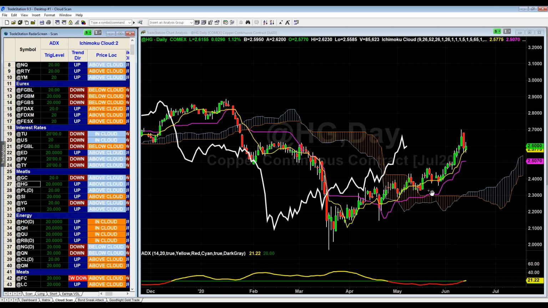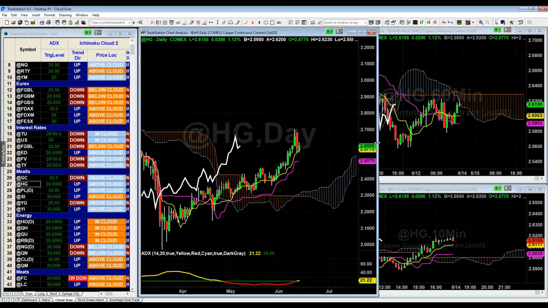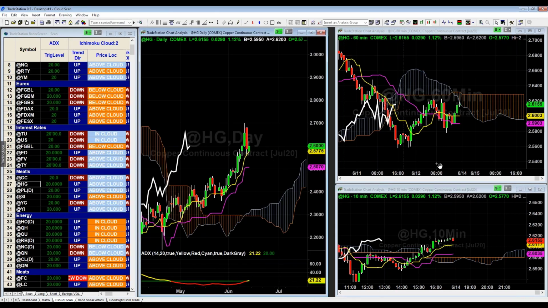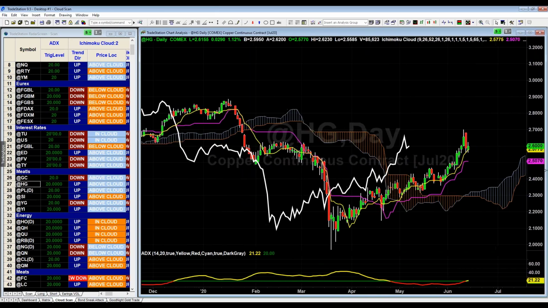All I'm doing every single day is I'm looking for this, but I'm not just scanning on a daily. I'm also scanning for a 60-minute, and I'm doing it for a 10-minute chart too, because a 10-minute trade above the cloud on copper is going to be good for how long? 3 to 5 hours. A 60-minute sell signal on copper is going to be good for how long? 3 to 5 days, right? Same way we used our time frame analysis earlier.